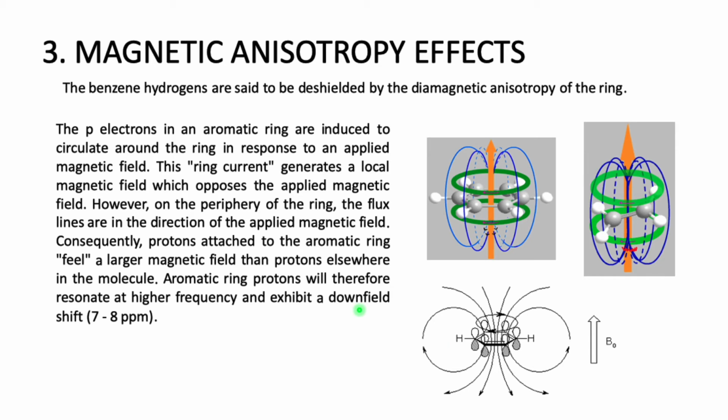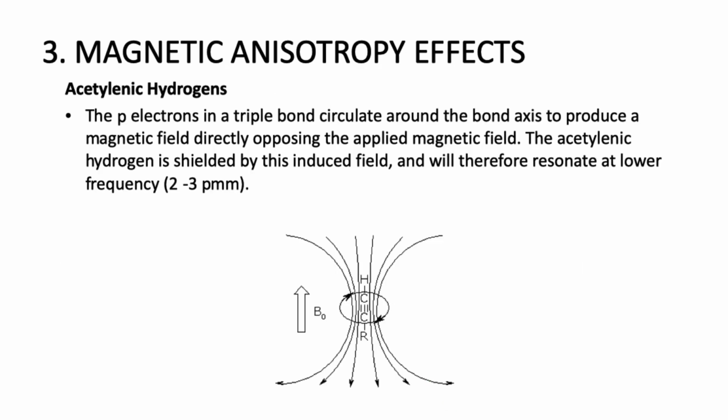That's the reason why this particular set of protons happen to be existing at the further downfield region. Similarly, coming to the acetylenic hydrogens, which are the hydrogens attached to the sp hybridized carbon, the pi electrons in the triple bond circulate around the bond axis to produce a magnetic field opposing the applied magnetic field. The acetylenic hydrogen is shielded by the induced magnetic field and therefore will resonate at lower delta values.